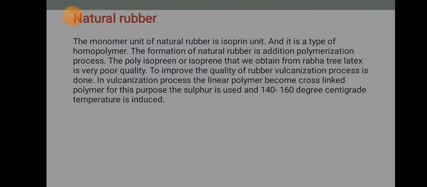Okay, now what is natural rubber? The monomer unit of natural rubber is an isoprene unit, like I have said earlier. And it is a type of homopolymer. Homopolymer, why? Only the same type of monomer units are there. The formation of natural rubber is an addition polymerization process.